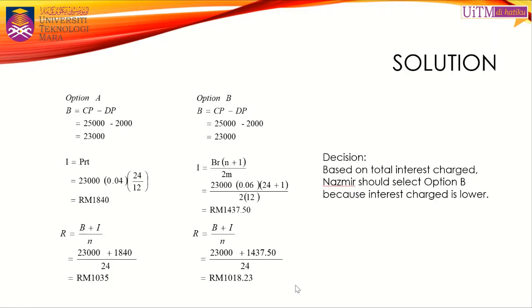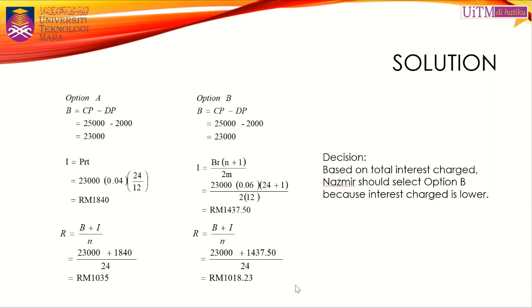So when you analyze both option A and option B, in order to make decision for Nazmi, you can find that option B is much better. Why you choose option B? Because in this case, he is buying a product by installment. So that means he is taking a loan. So you want to have the smallest interest and also the smallest payment.